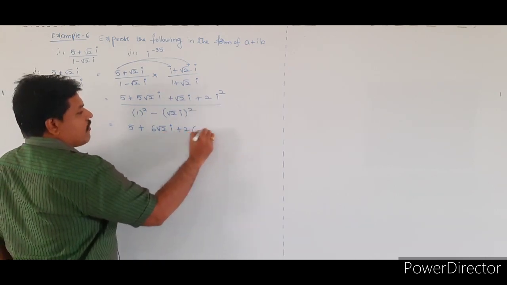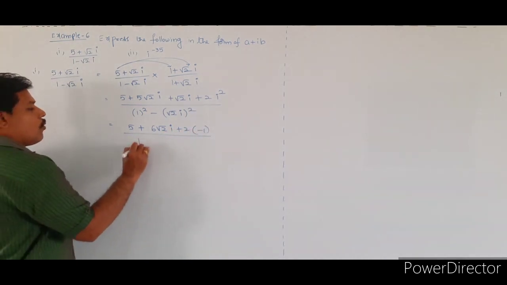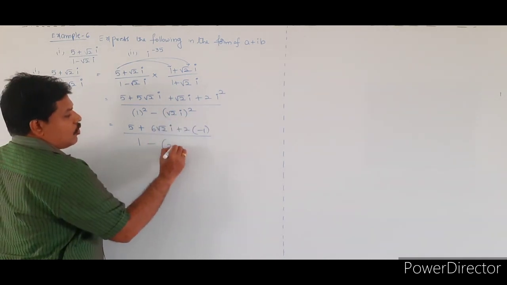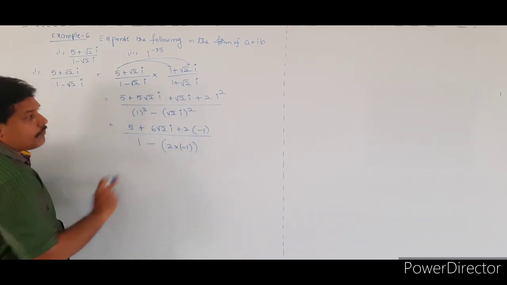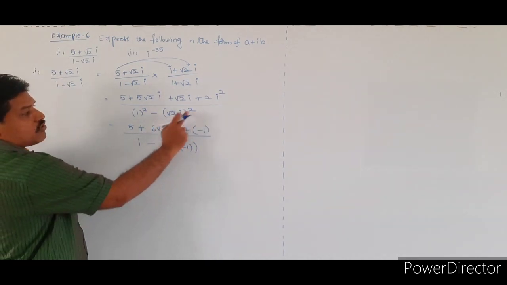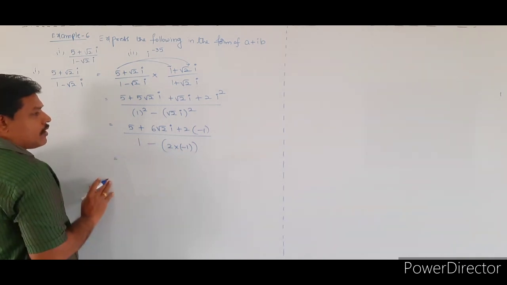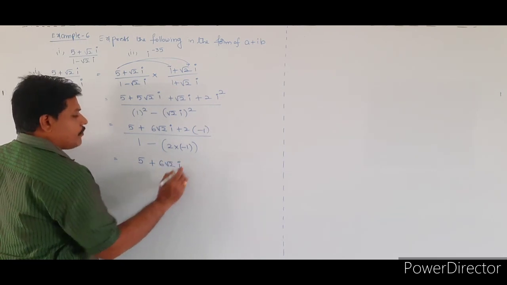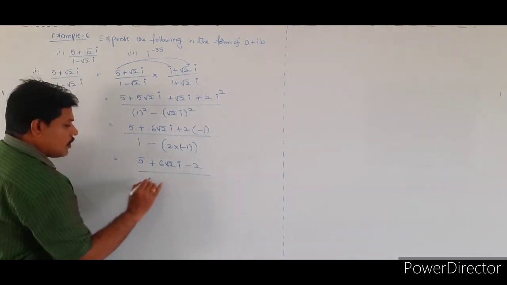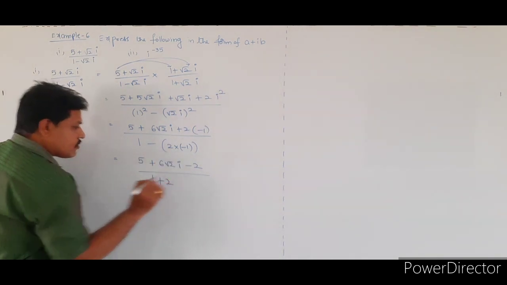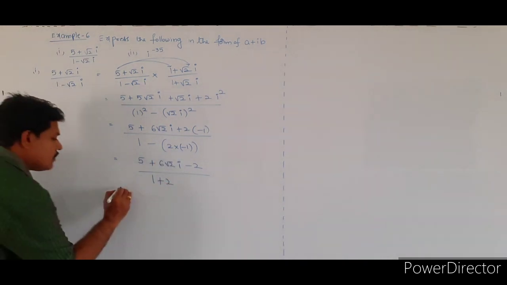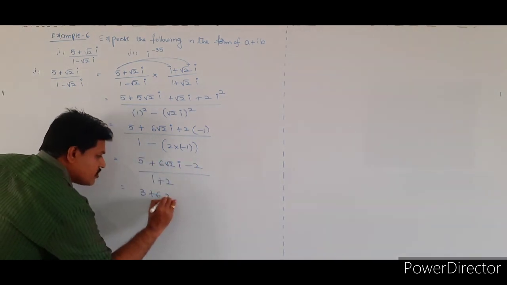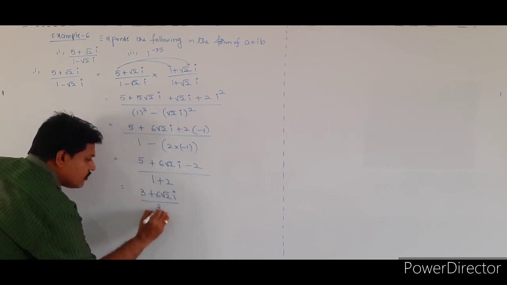Plus 2 into i square, value is minus 1. So it will become 1 minus, 1 minus 2i, root 2i whole square is nothing but 2 into minus 1. Observe this one. Root 2 whole square is 2. i square value is minus 1. So what happens? 5 plus 6 root 2 into i minus 2 by 1 minus of minus plus 2. So that is equal to 5 minus 2, that is nothing but 3, plus 6 root 2 into i by 3.